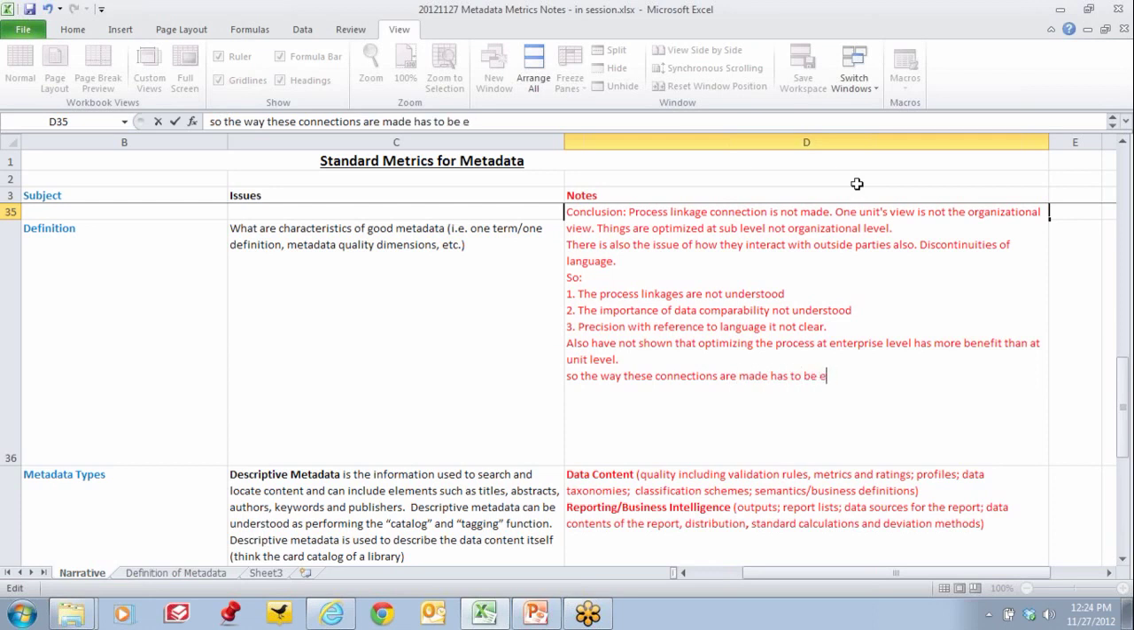All right, so let's just make sure we got this correct. If I'm hearing correctly, the process linkages are not understood. The importance of data comparability is not fully appreciated. The precision of obligation and its relationship to language is not clear. Those are the three things I've heard so far. And what else? Anybody else have anything?